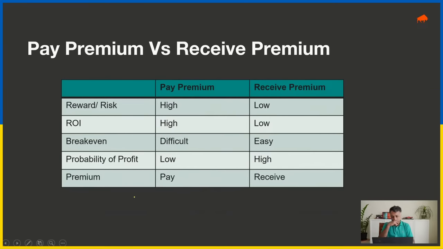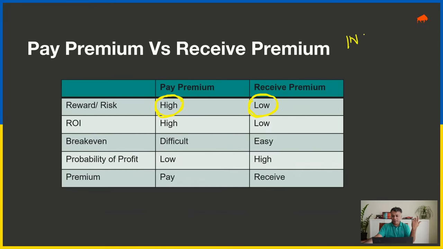Okay, so I'll again summarize this. When you pay the premium, the reward by risk is going to be very high. When you receive premium, the reward by risk is going to be low. But look, if you're paying money, you get better reward by risk. It's kind of a law of the world. When somebody is giving you easy money, the reward by risk is going to be low.